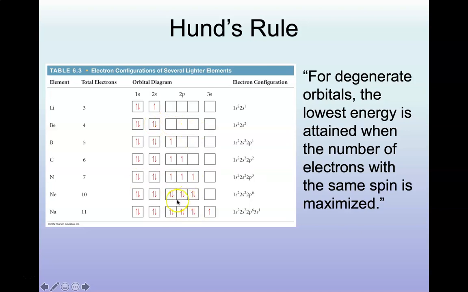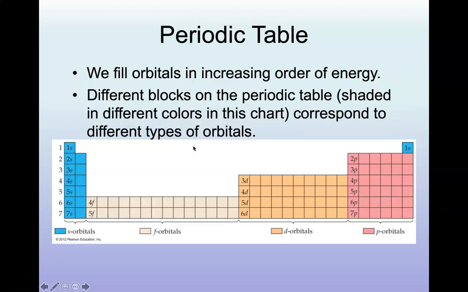Hund's rule also is the reason why, let's look at boron, when we add our next electron, we don't fill the same box, we fill the box next to it, because it would take more energy to spin pair these two electrons than it would to just fill the boxes one at a time, then go back and pair because there's nowhere else to go.